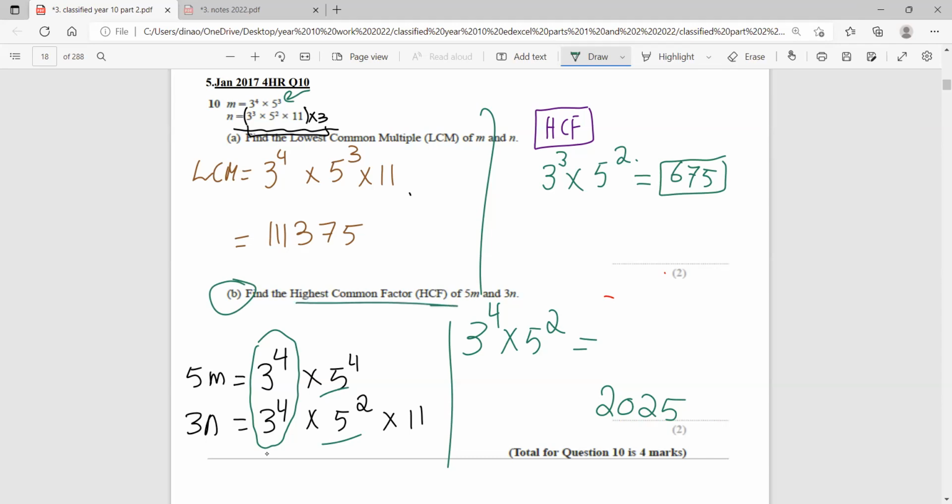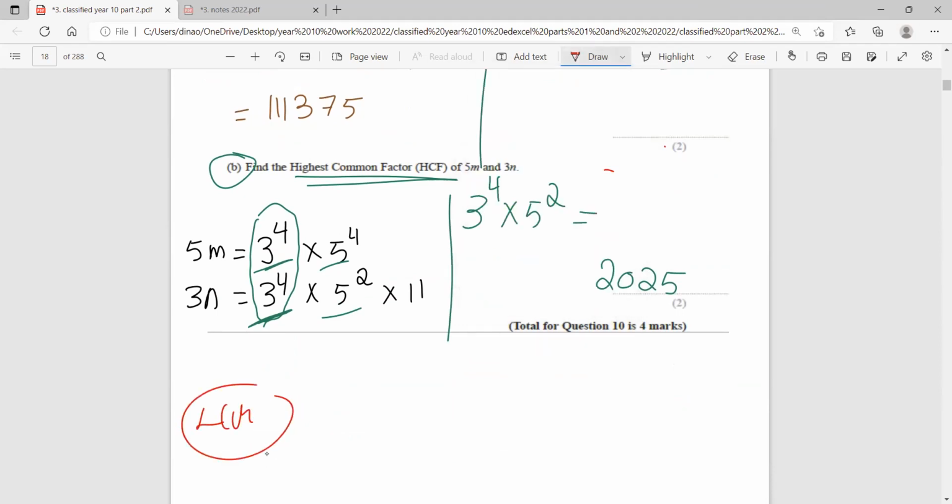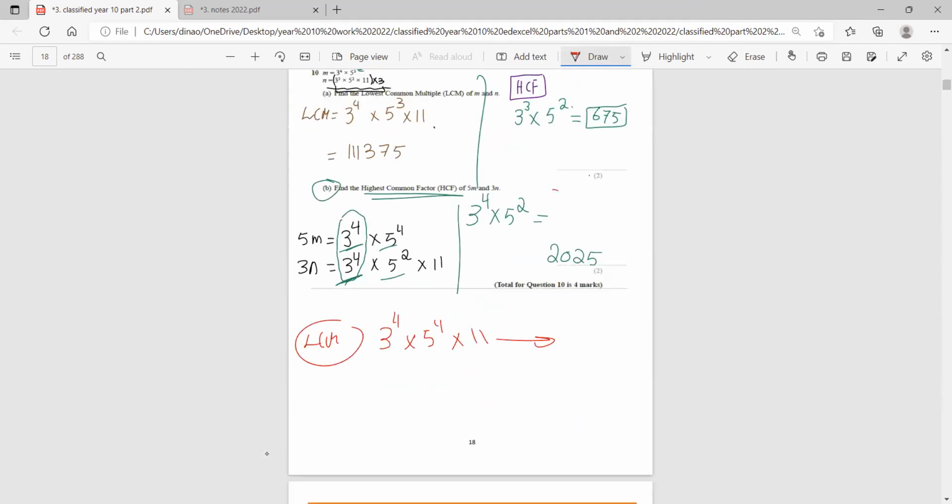Now the question here says find HCF. For the HCF, with the 3 I take it as is because the power is the same, and always remember that with the HCF we select the smaller power. That's why over here we selected the smaller power. One last time, if the question says find LCM over here, then I will select the 3 power 4 as is. Now as for the 5, I will select the higher power, not the smaller. And the 11 will come along with me if I want to find the LCM. And that's it for part 3.